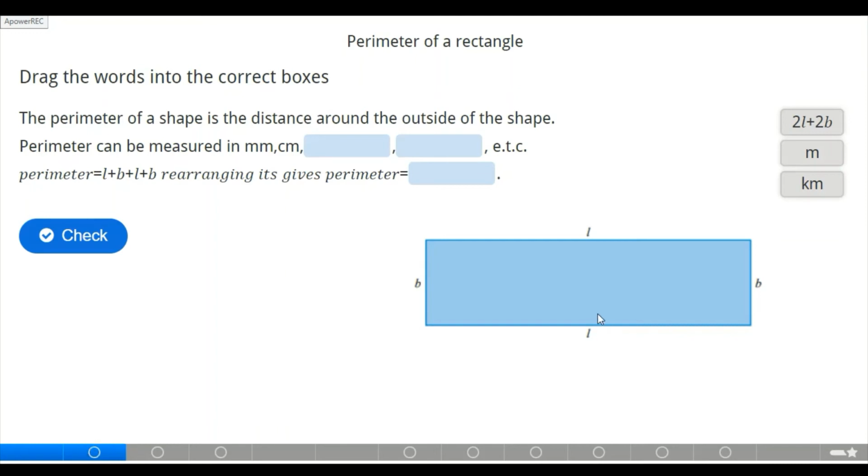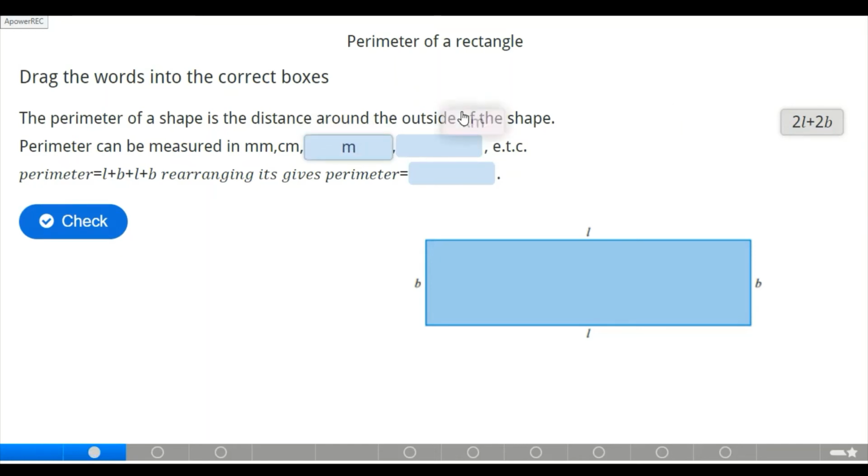Now we have the perimeter of a rectangle here. Let's look at it. A rectangle has what? It has two sides of length and two sides of breadth. Perimeter can be measured in units. We looked at measurement in our previous class, so we can use units like millimeter, centimeter, then meter, and kilometer. So we can measure perimeter in such units.